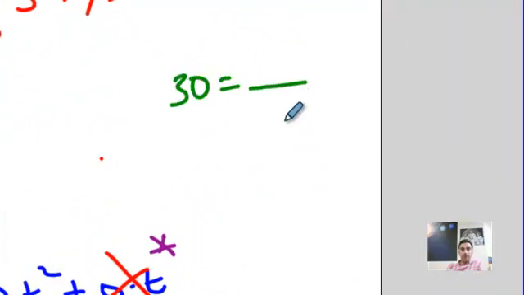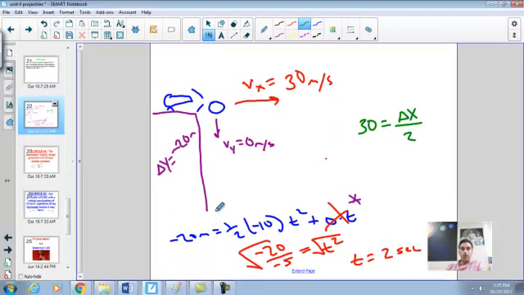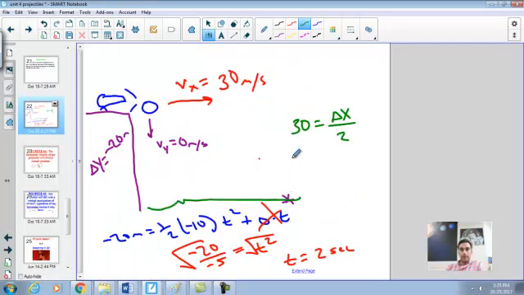our time is 2, then our delta x, or where it's going to land, should be just 30 times 2, which is 60 meters. So this is going to do one of these numbers, and land 60 meters from the base of the cliff.